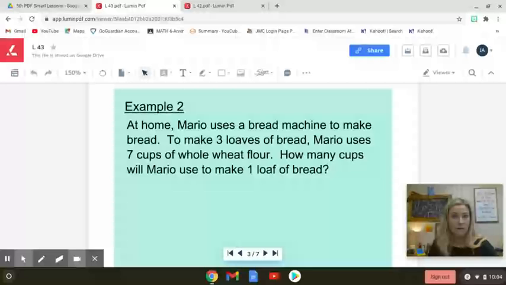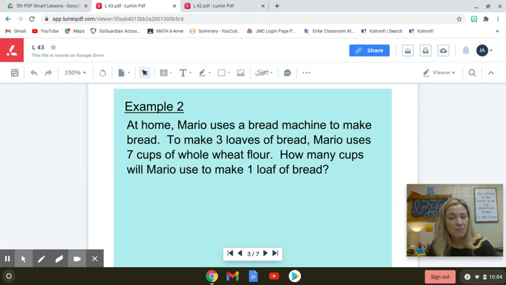Example 2 says this. At home, Mario uses a bread machine to make bread. To make 3 loaves of bread, Mario uses 7 cups of whole wheat flour. How many cups will Mario use to just make 1 loaf? So we need to be considering he needs 7 cups for 3 loaves of bread, but what if he just wanted to make 1 loaf of bread?